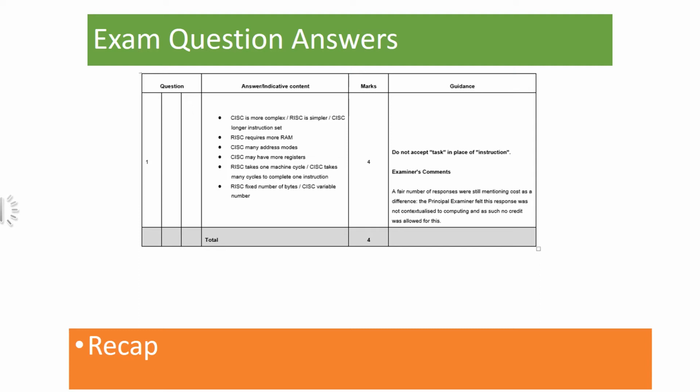So some of our points could have included CISC is more complex, RISC is simpler. So we're thinking about the types of instructions. CISC has more instructions or a longer instruction set. That is because there's more options, remember, and there are fewer instructions in RISC. Some of those instructions only have one task in RISC. Remember, we can't use task. Whereas CISC, its instructions are more complex. It can do more things.